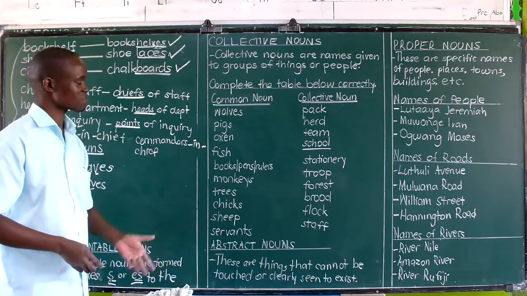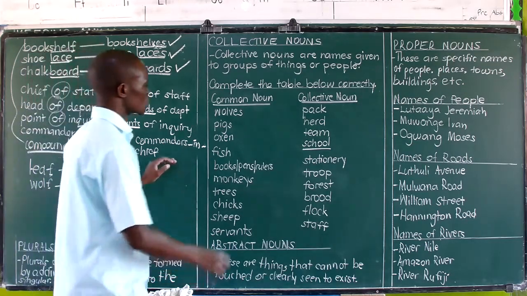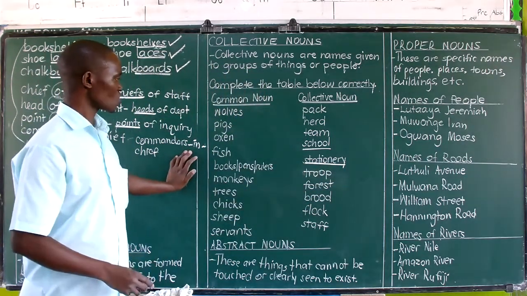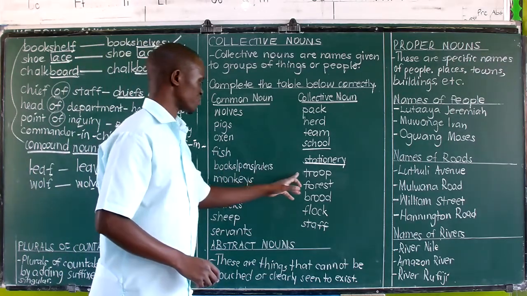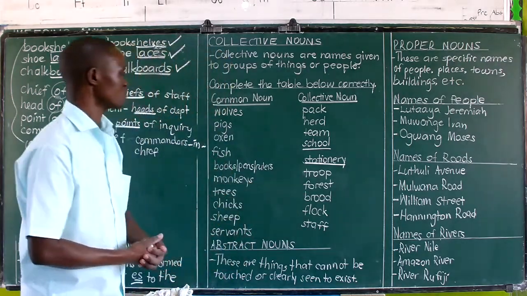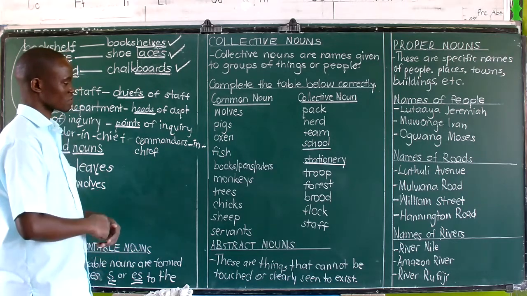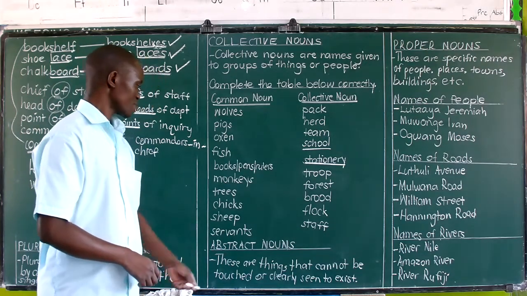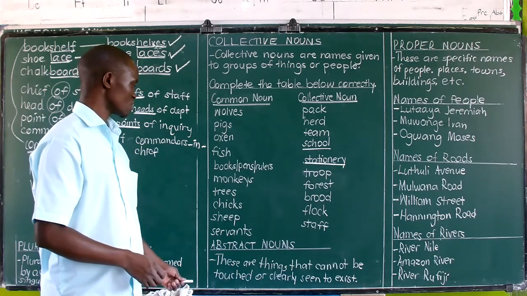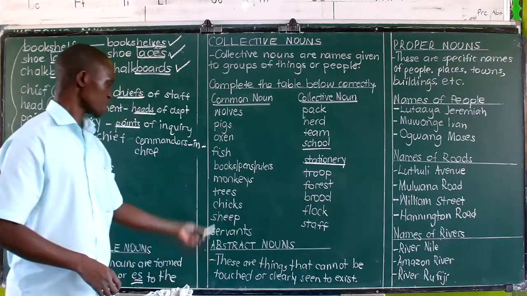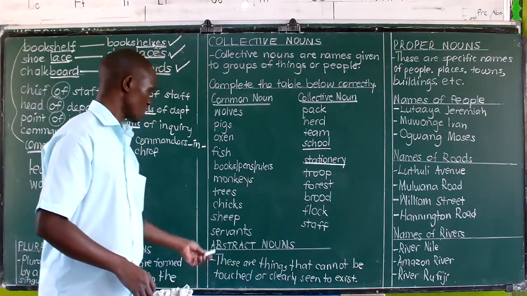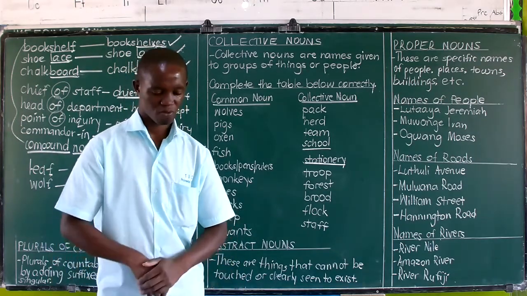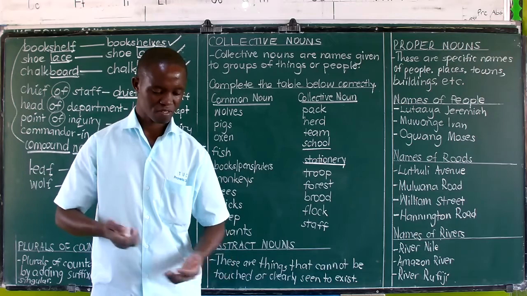Then books, pens, rulers, and so on are known as stationery. Stationery is the word. Monkeys move in groups known as troops. So we talk of a troop of monkeys. Then trees, a collection of trees as taught in P.5 literacy too, is a forest. Chicks, a group of chicks is a brood. Then a group of sheep is a flock, and finally a group of servants is a staff. So that's the way you're supposed to complete the table on that page 76.